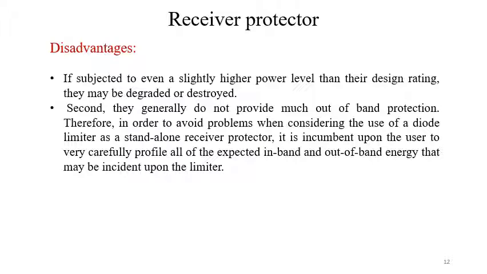Now the disadvantages. If subjected to even a slightly higher power level than their design rating, they may be degraded or destroyed. That's the problem of a diode actually. Second, they generally do not provide much out of band protection. Therefore, in order to avoid problems when considering the use of a diode limiter as a standalone receiver protector, it is incumbent upon the user to very carefully profile all of the expected in-band and out-of-band energy that may be incident upon the limiter.